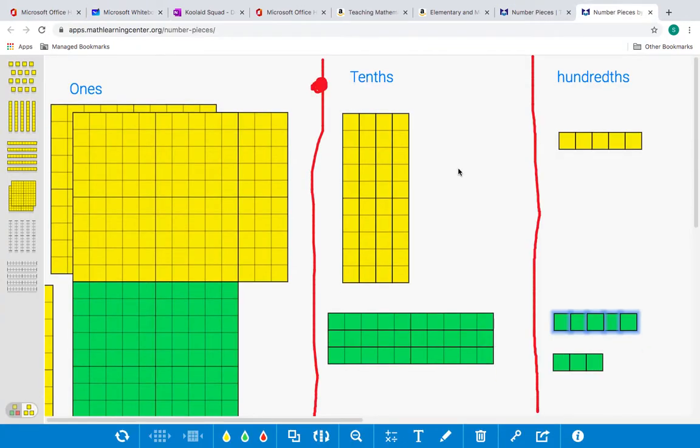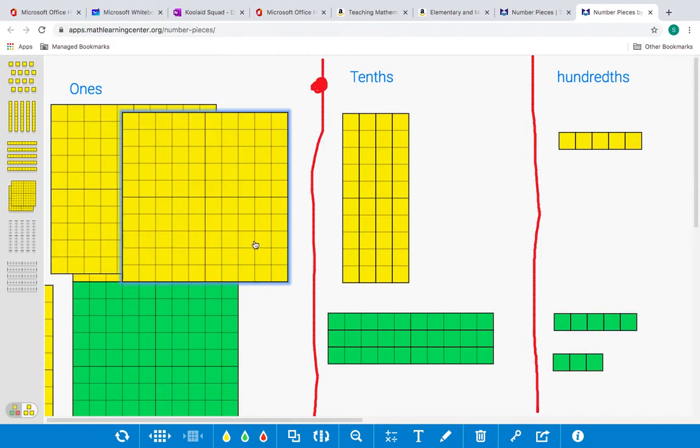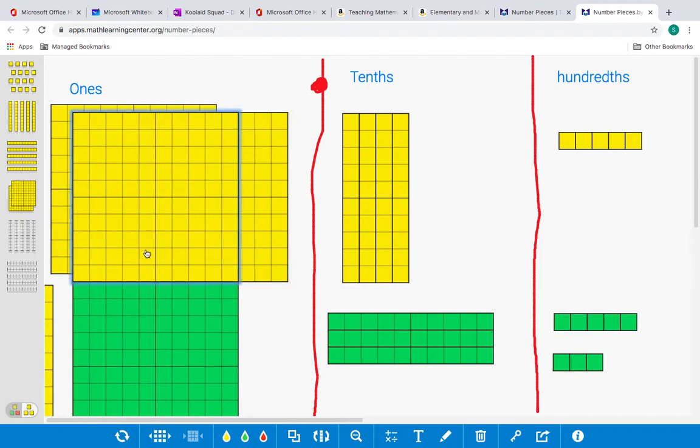add it in pictures. Okay, so here we have our number. It is 3 ones, so 1, 2, 3, 4 tenths representing 40, and then 5. So that's our first number, 3.45, and our second number is down here in green, 1.38. So we have 1 green here, 1, 2, 3 tenths, and then 8 hundredths here.